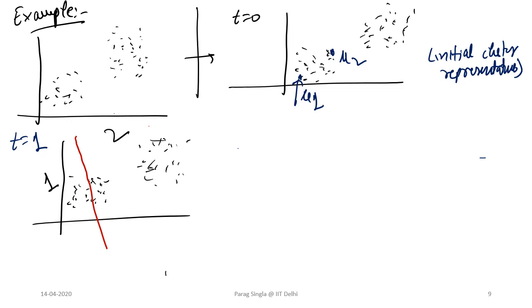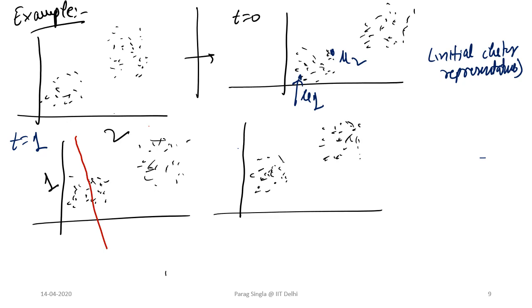And then given this, the next step at t equal to 1 would be to figure out your new cluster representatives, given these cluster assignments. If you look at the points again, mu1 and mu2, both of them will move slightly to the right, because the mean of the points in the left cluster is probably somewhere here.